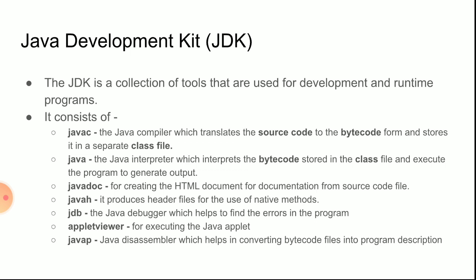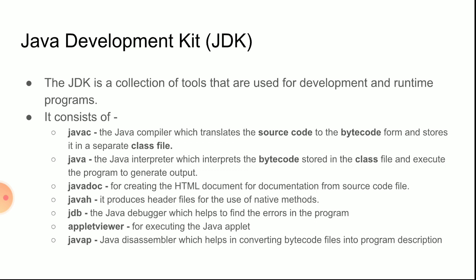Java, the Java interpreter, interprets the bytecode stored in the class file and executes the program to generate output. So the Java interpreter, as I already said, is the java command. If you want to use the java command, you have to install JRE and JVM. And JVM, you already know, acts as an interpreter. It checks each and every line of the program. If you install JRE, JVM will automatically get installed, correct?